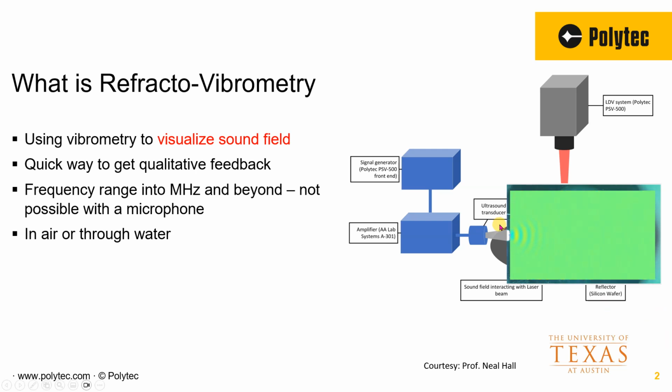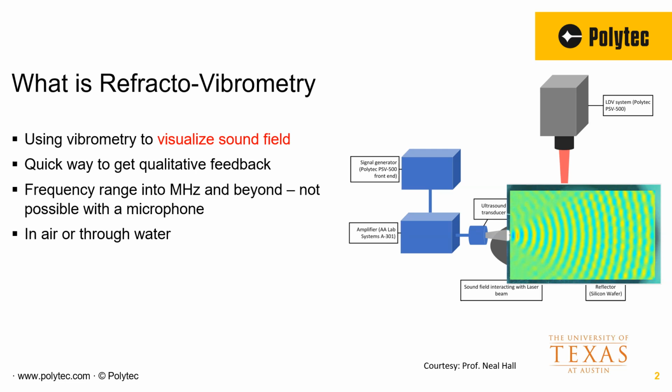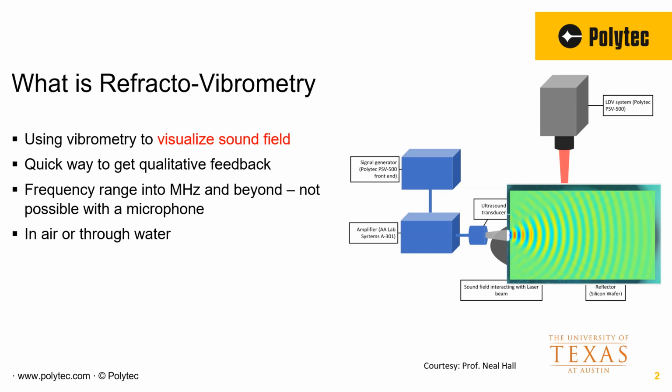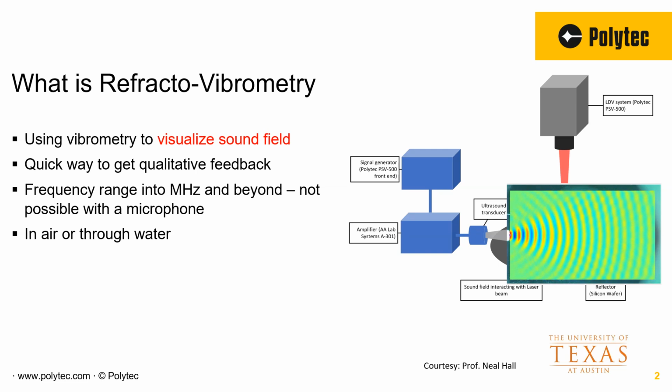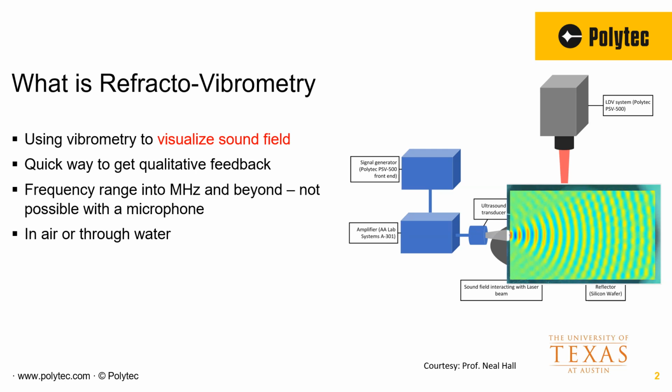On the right here, you see an ultrasound transducer, and this is an image that you would get as a result of a refracto-vibrometry test. The beauty of it is, of course, you can use hydrophones for underwater, but now you can use one sensor either in air or through water or through any kind of optically transparent gaseous medium as well.